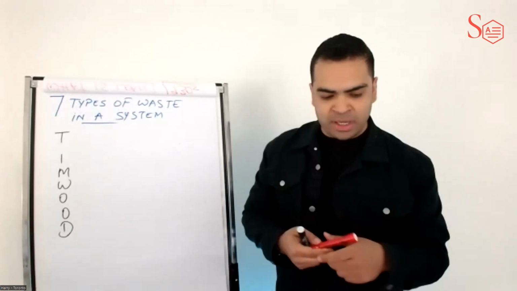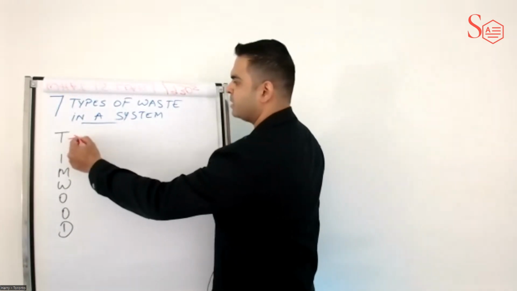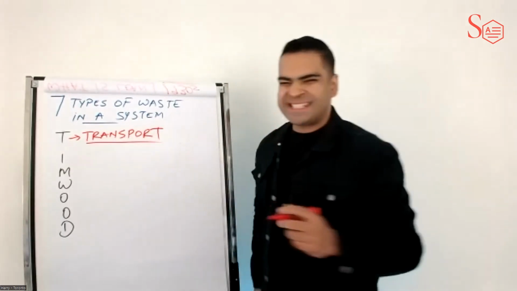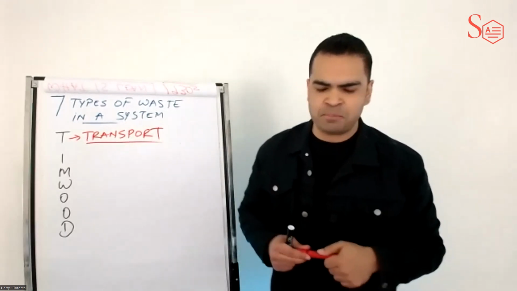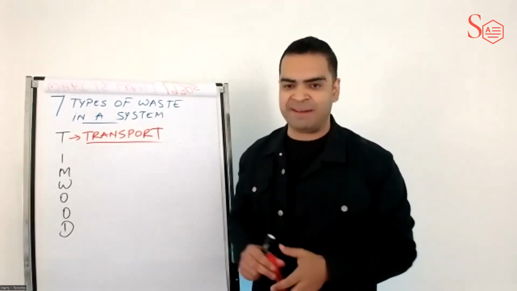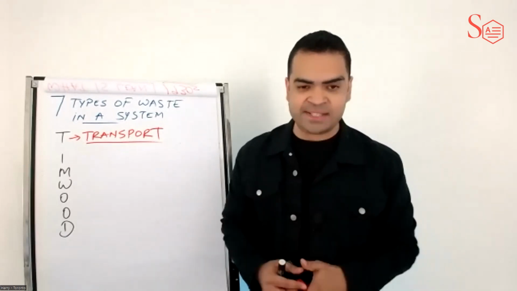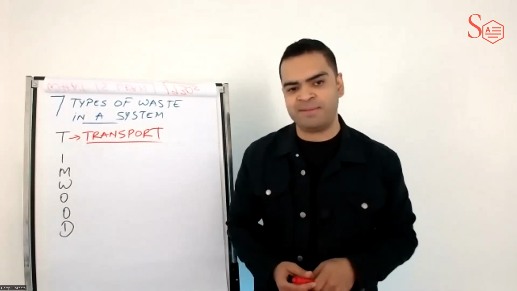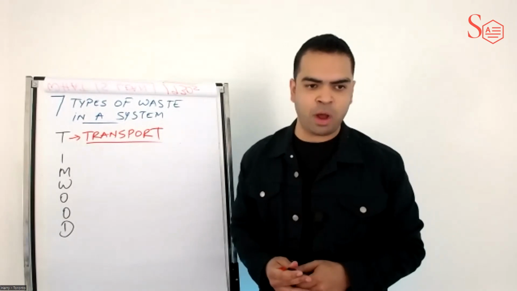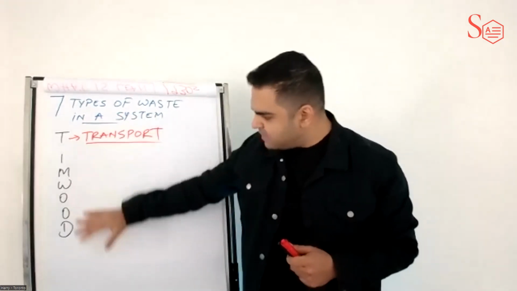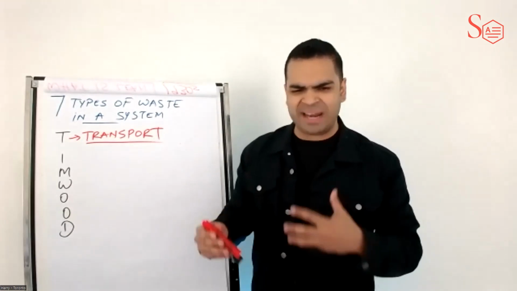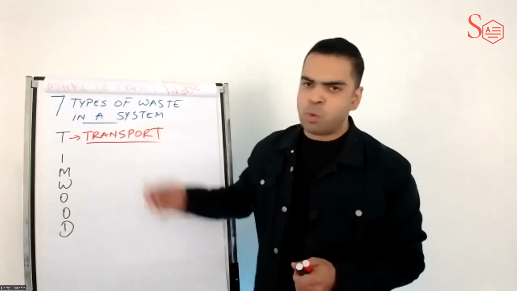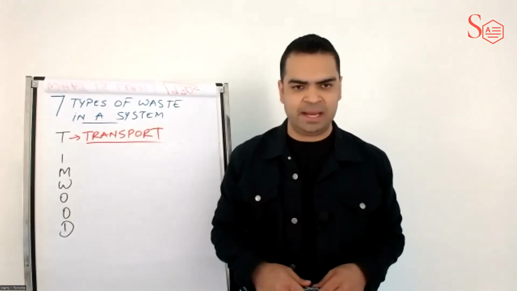T in our TIM WOOD acronym stands for transport. Now, a lot of these forms of waste sound very manufacturing-like because they came from Toyota. So they came from the manufacturing space. Just like Agile as methodology, as a way of working, as a way of thinking came from software development, lean as a methodology came from manufacturing. So a lot of these wastes are going to sound like manufacturing heavy, but we're going to understand what are the implications of these and what this specifically means in our IT context.